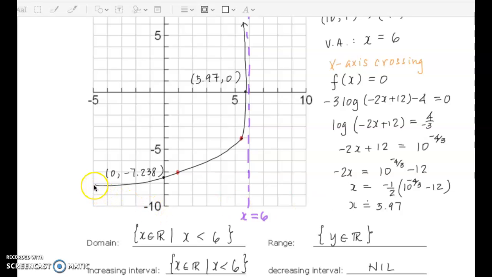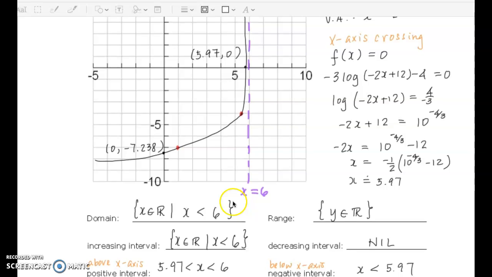The function, if you scan from left to right, is always increasing, right? It's always going up. When we ask for increasing interval, we always read from left to right. So basically, it's the entire domain that gives you the increasing interval, and the function never drops, so there is no decreasing interval.